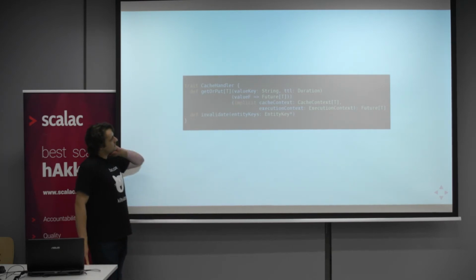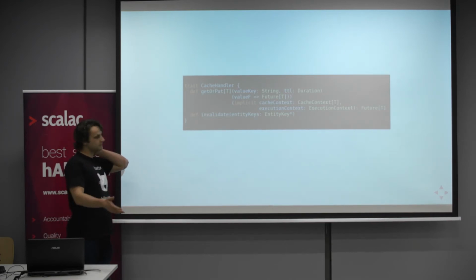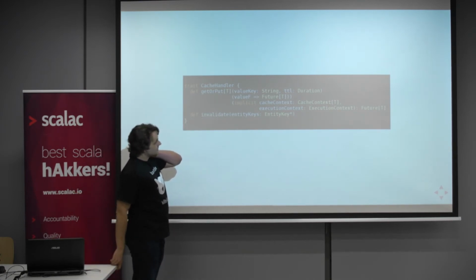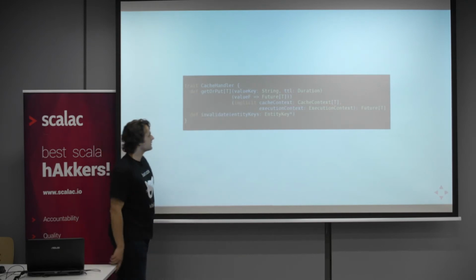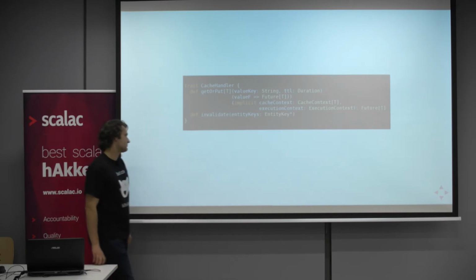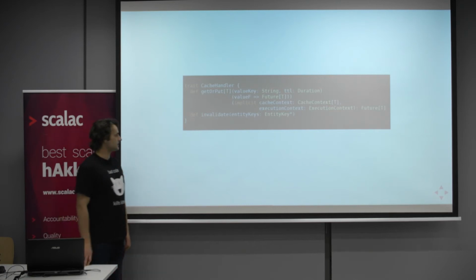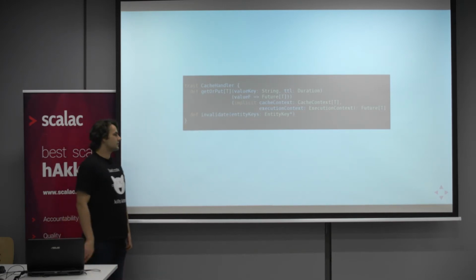Then we have to also put there the block which will calculate the value in case the cache is empty. And we also use the cache context, which will be used later on to serialize and deserialize data and check what entities affect the data, as well as the execution context, which we use to create some futures. And the other function is invalidate, which we use to simply drop all those cache values that are no longer actual.